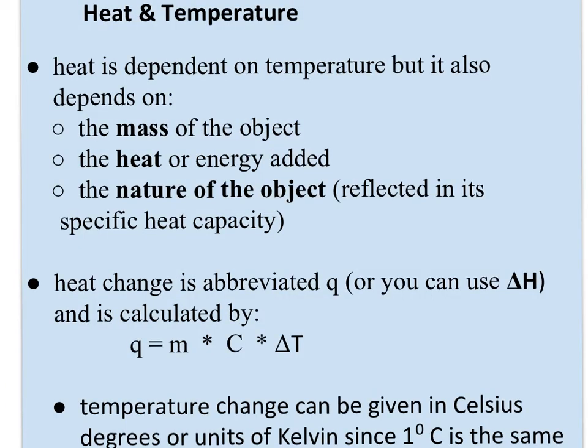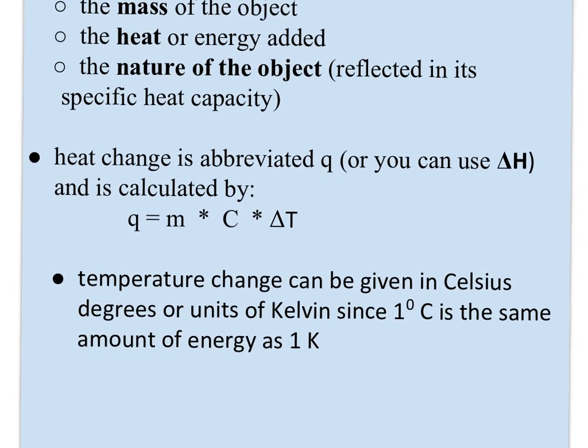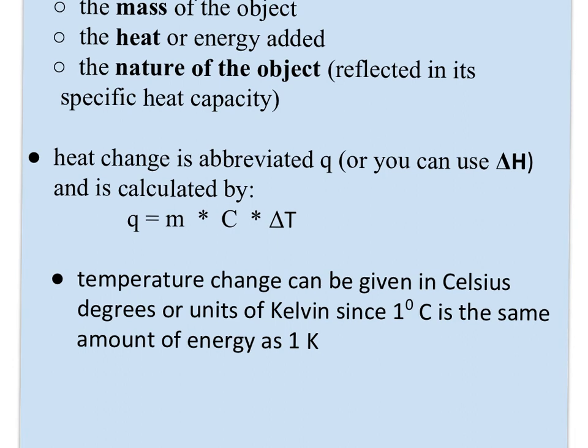So heat is dependent on temperature, but it also depends on the mass of the object, the heat or energy being added or removed, and the nature of the object, which is reflected in its specific heat capacity. And nature of the object has to do with its bonding, its size, its mass, a number of things. So heat change is abbreviated as Q, or you can use delta H. And it's calculated by what I like to call MCAT: mass times specific heat capacity times change in temperature.